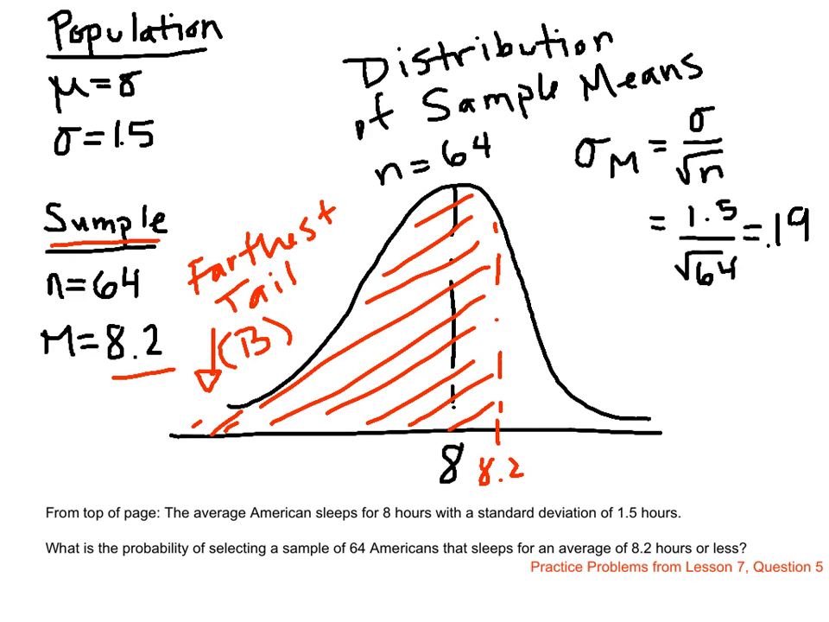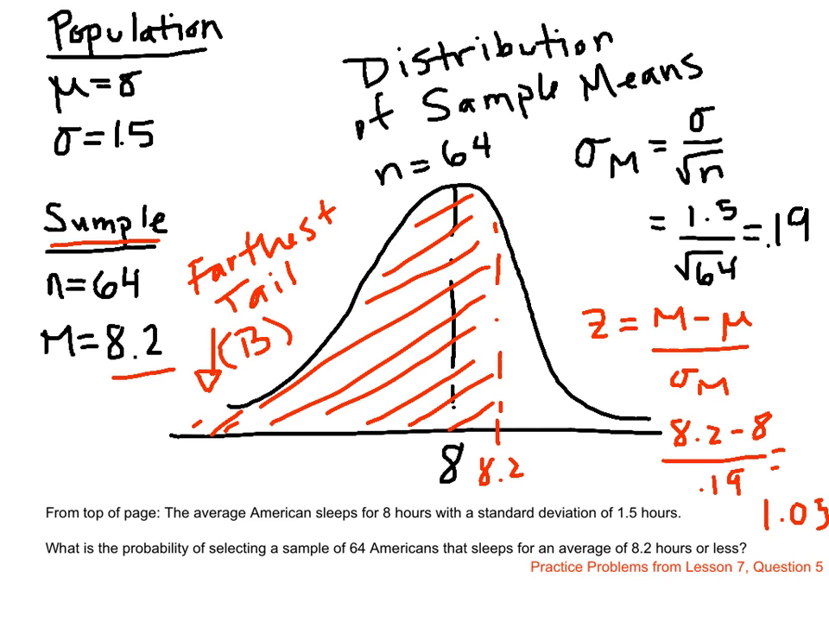I also know that 8.2 has a z-score. And I figure out this z-score using z equals M minus mu over my standard error. My M is 8.2, my mu is 8, and my standard error is 0.19. And this comes out to 1.05. Okay, so this here is my z-score. So I'm going to put this z-score under 8.2, 1.05.